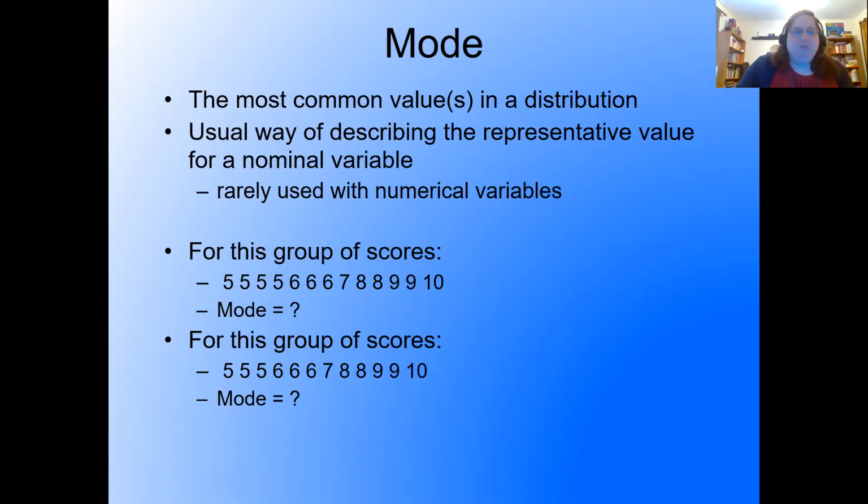How about for the next group of scores, which is 5, 5, 5, 6, 6, 6, 7, 8, 8, 9, 9, 10. Well, for this one, we have three 5s and three 6s. What are we going to do? Well, the mode here is 5 and 6. You can have as many modes as is appropriate for your data. So had it been 5, 5, 5, 6, 6, 6, 7, 8, 8, 9, 9, 9, 10, then it would have been 5, 6, and 9.